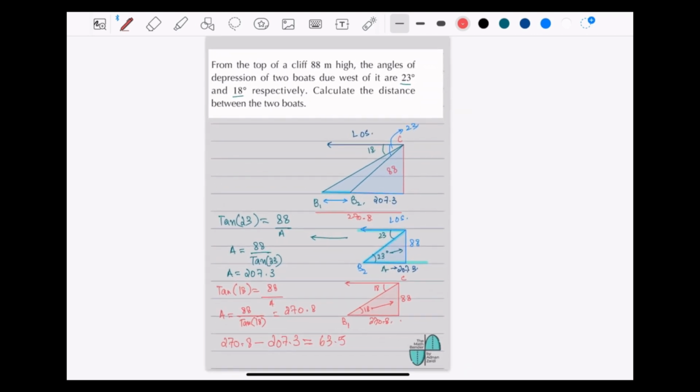So this is all about angle of elevation or depression. They just apply with right angle triangles. This is all you need to know.